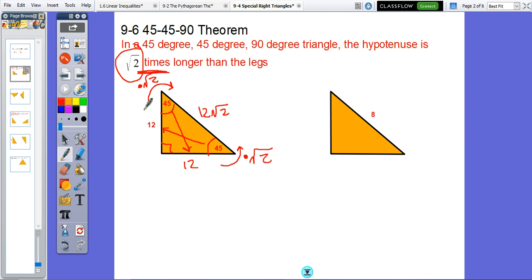Let's try it out with another number. Let's say I tell you this right here, it's 10. That makes this other leg over here 10, and makes our hypotenuse what, class? 10 radical 2. Same thing right here.